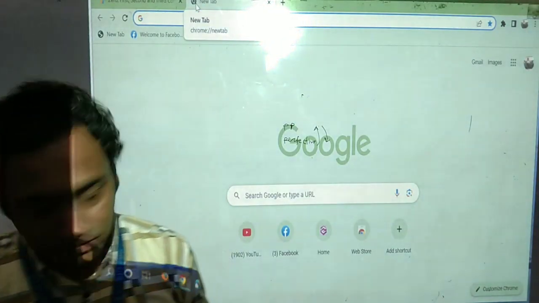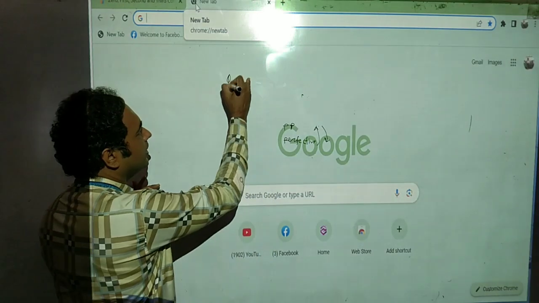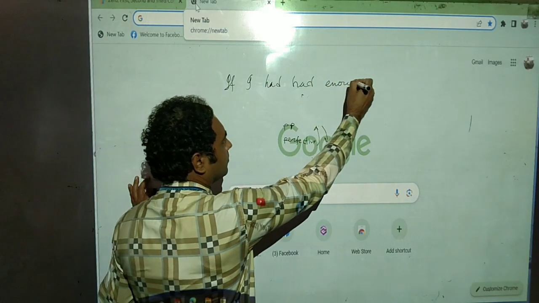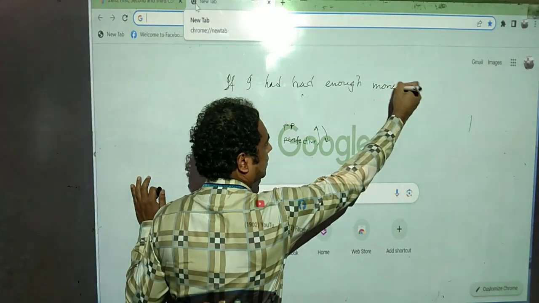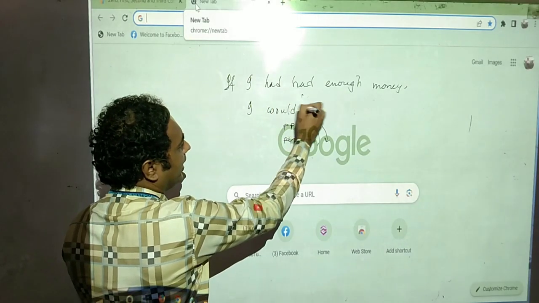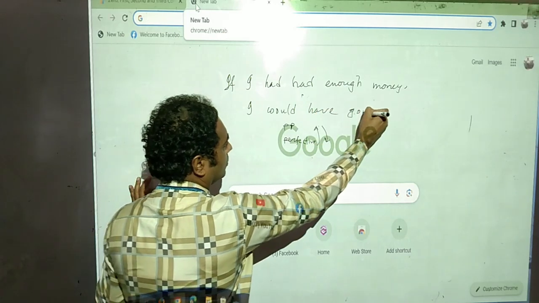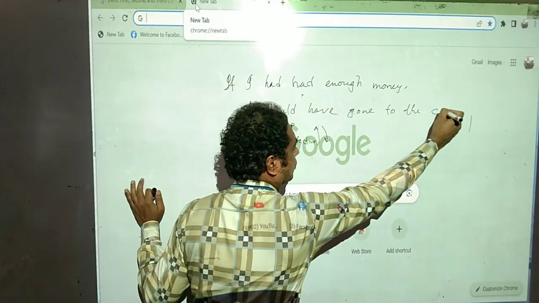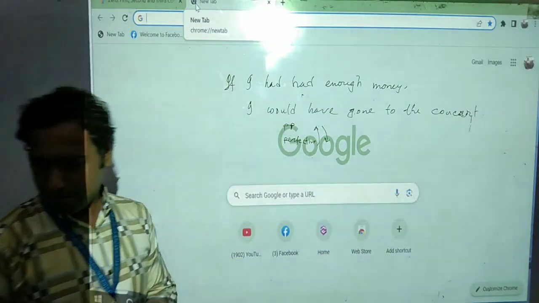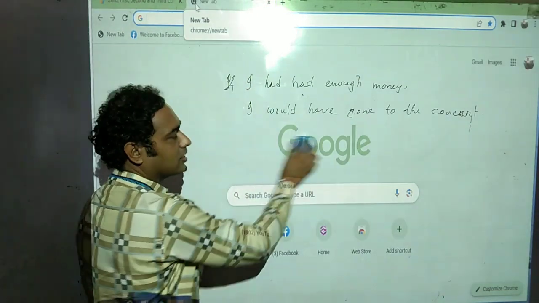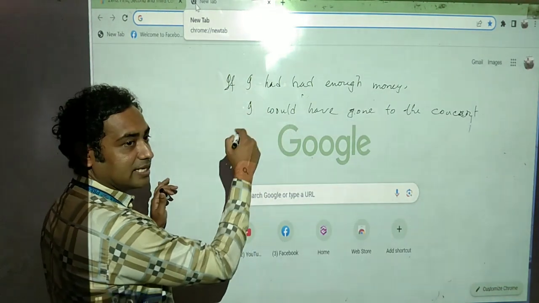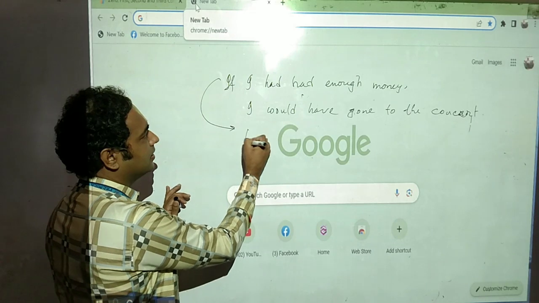So take a look here. If I had had enough money, I would have gone to the concert. This is third condition, right? Past perfect plus perfect. Now there is another structure like this.